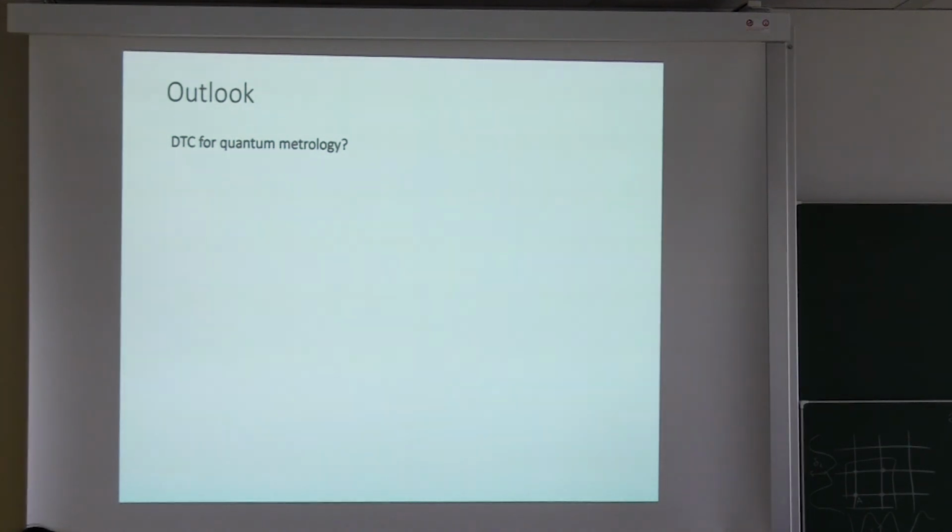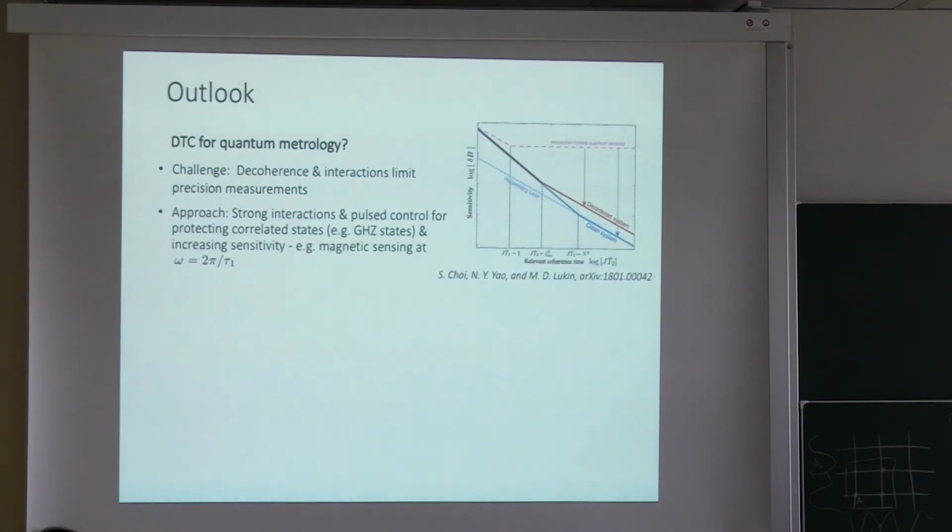Outlook: what are we going to use this DTC for? Well, one nice application would be quantum metrology, where we could use this for enhanced sensing, because usually it's interactions and decoherence that limit the sensing to the standard quantum limit. And in a paper by Soonwon Choi, very recently he showed that if you use this idea of a time crystal, or of pulsed or Floquet driving of a system, to make it robust against perturbations, you can in principle also protect strongly entangled states, like for instance GHZ states, and then you can use those for enhanced sensing. And this will bring you down from the standard quantum limit to the Heisenberg limit. And also it can extend the bandwidth of the sensing.